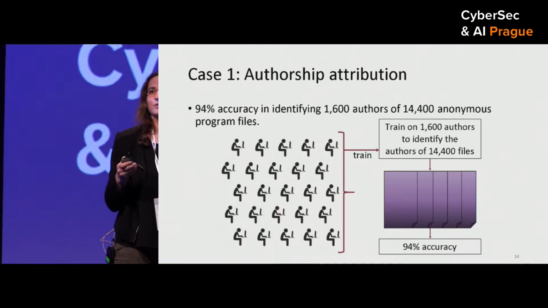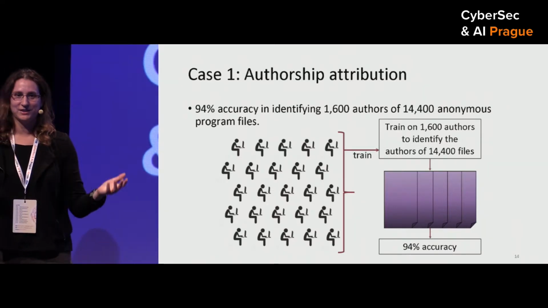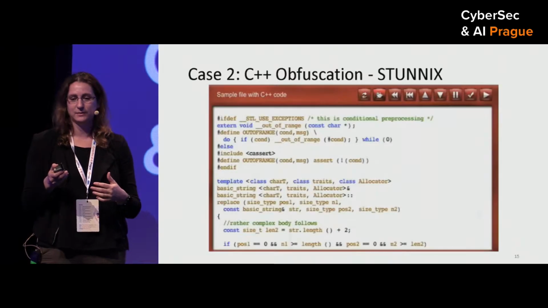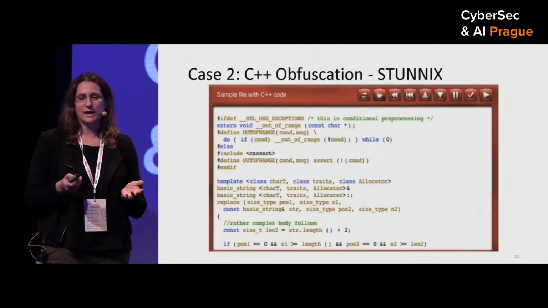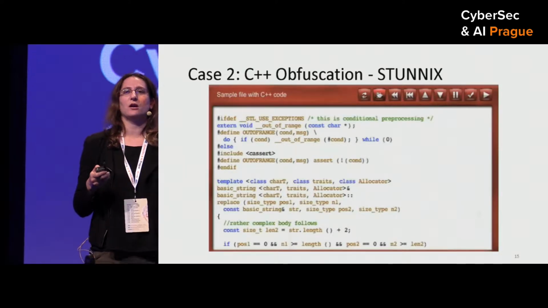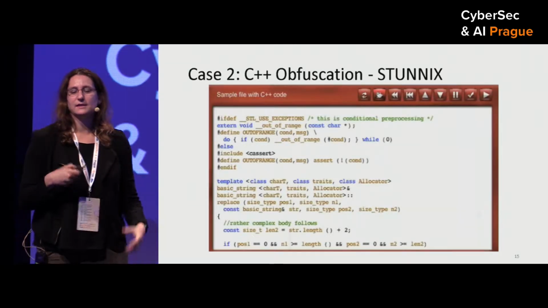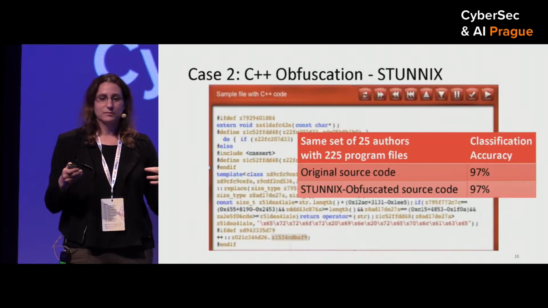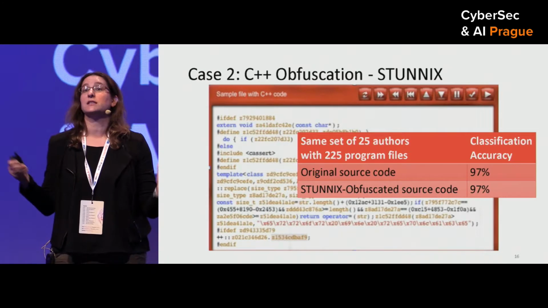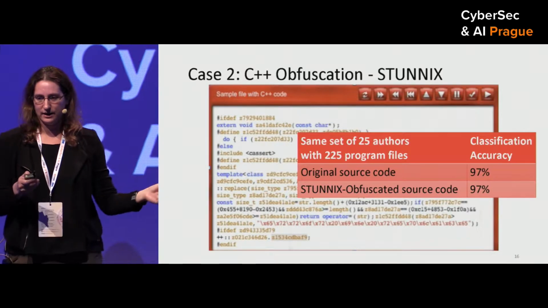And a natural question, especially in light of all the work that we're going to talk about later today on adversarial machine learning, is how hard is it to fool this type of system? And the answer is it's pretty hard using standard off-the-shelf techniques. This is an obfuscator called Stunix, and it makes the code look like this. Basically, it'll replace your variable names and your white space and your layout, but it doesn't actually touch the abstract syntax tree, so it doesn't substantially reduce the accuracy here.